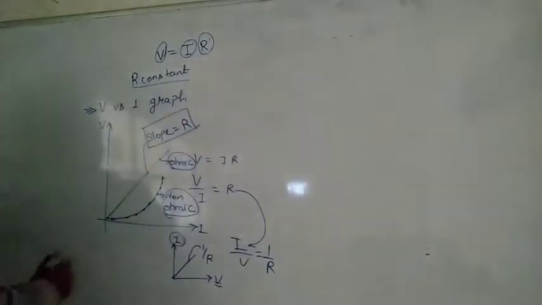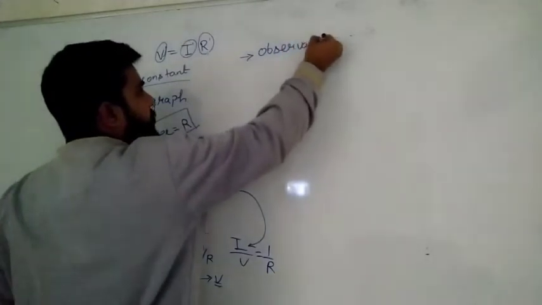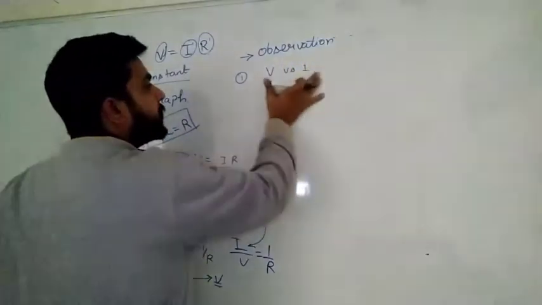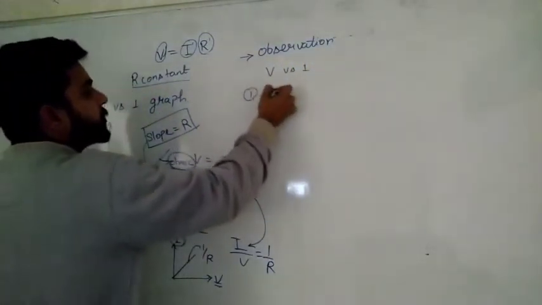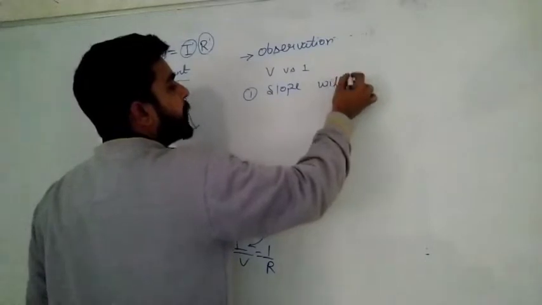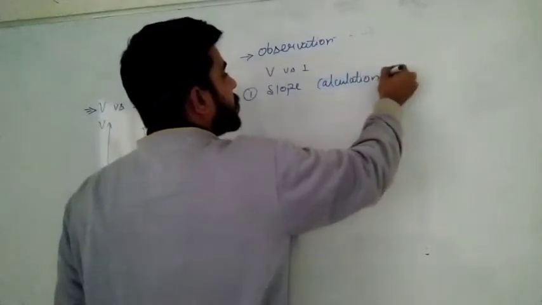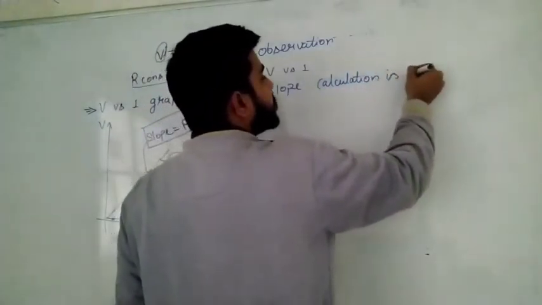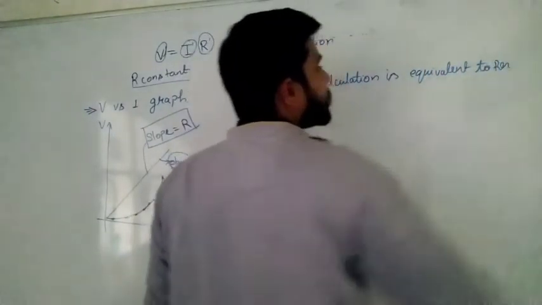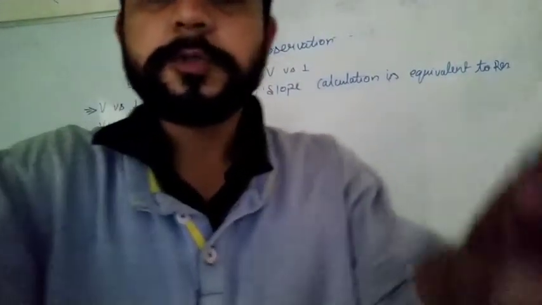Some points related to the observation of the graph. Let's write the observations properly in your copy. First observation, in the V versus I graph: the slope will give us the resistance value. Slope calculation is equivalent to resistance calculation. I hope you can see that part properly. There is no issue right now.